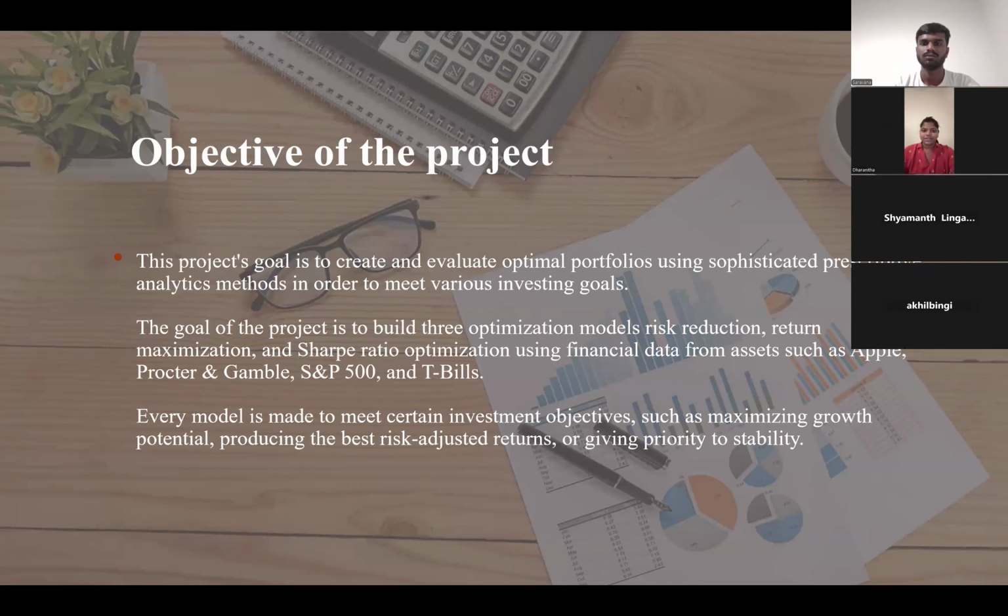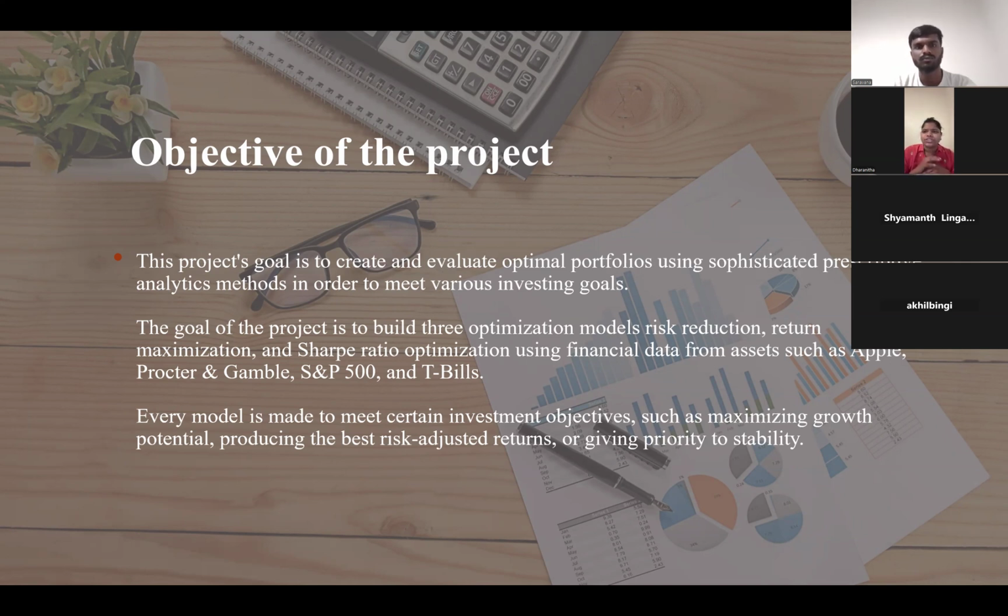Hello everyone, this is Dharanitha. Today I'll be talking about the objective of this project. The main goal of this project is to develop and evaluate optimal portfolios using sophisticated prescriptive analytics. Each portfolio is designed to address a specific investment objective, ensuring they meet the needs of diverse investors.